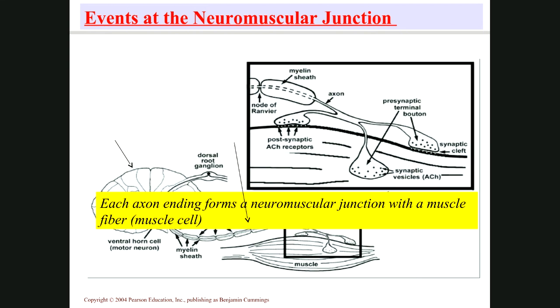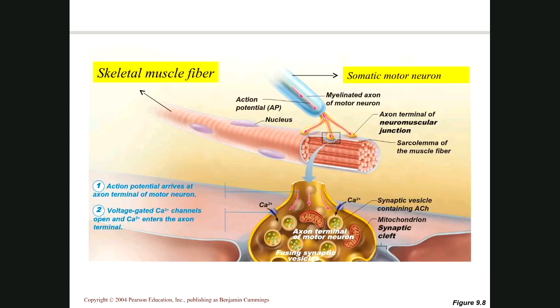Again, this is a close-up of the neuromuscular junction. Here is the end of the axon, or the axon terminal, of the neuron that reaches to skeletal muscle. The neuron that reaches the skeletal muscle is called the somatic motor neuron. Okay, so here's the end of the somatic motor neuron reaching out and connecting with the skeletal muscle. So again, these are the events at the neuromuscular junction.